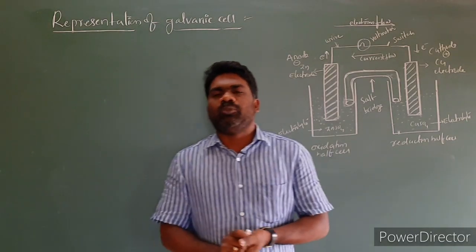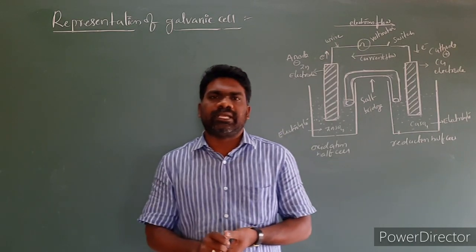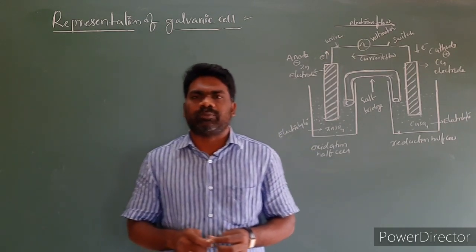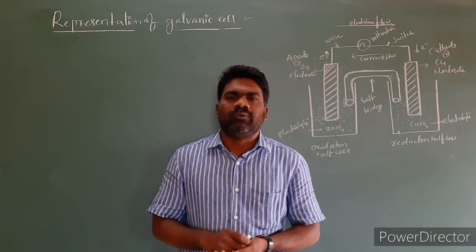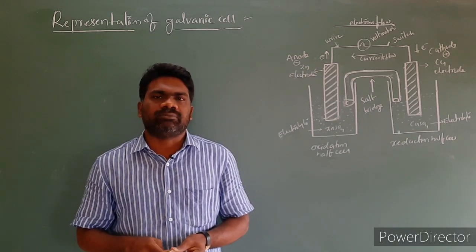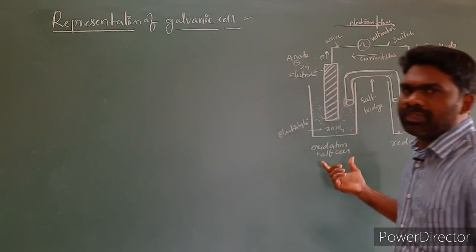Point number 3: the molar concentration of the solution is written in a bracket after the formula of the ion. What is the meaning of these 3 points? Let us understand by taking the construction of the Daniell cell.